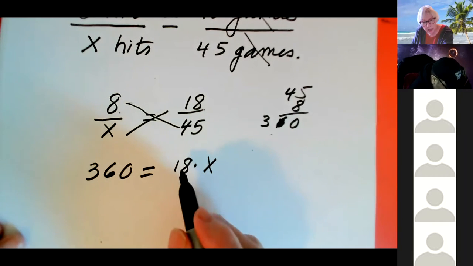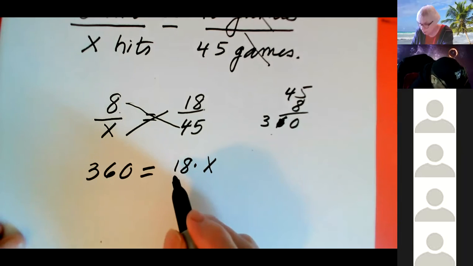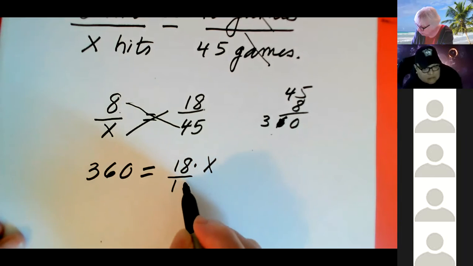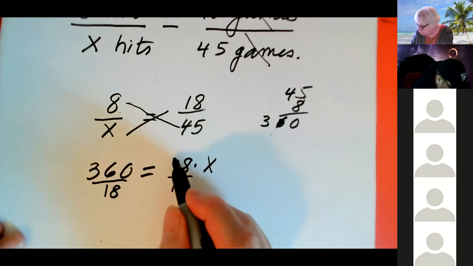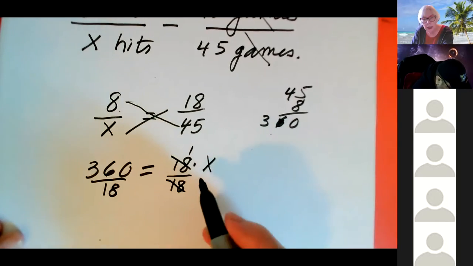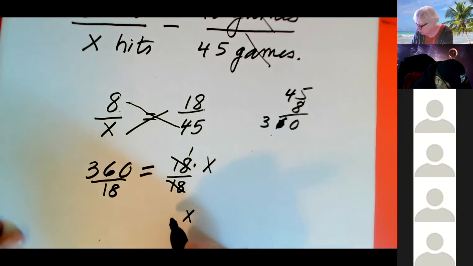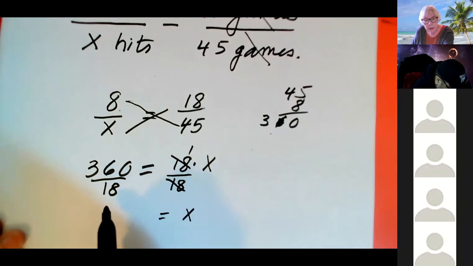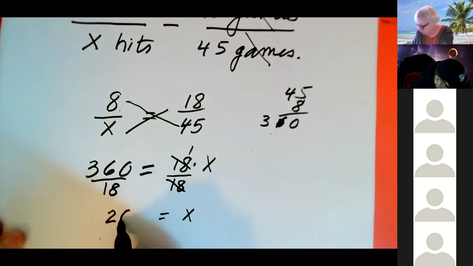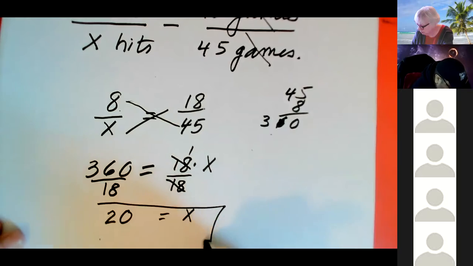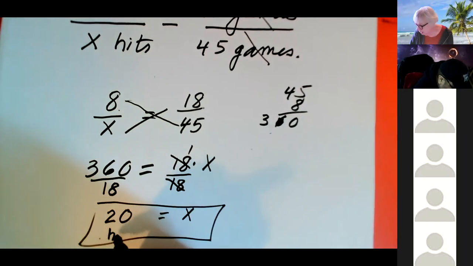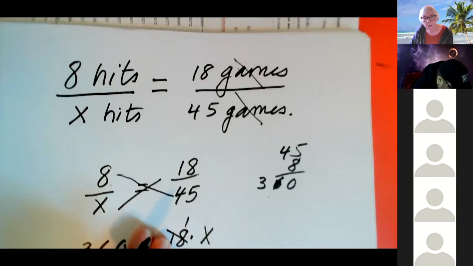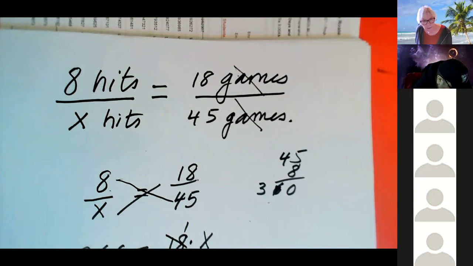I have to ditch the 18 by dividing. I will write divide by 18, divide by 18. There's no issue here. This is going to cancel nice. So this is X, and 18 into 36 goes twice, and 18 into 0, and that's your answer. And it was in hits, if you recall from the way we set it up.